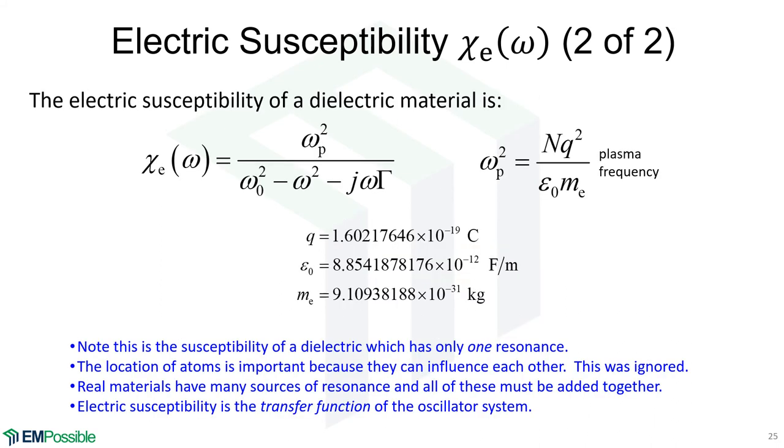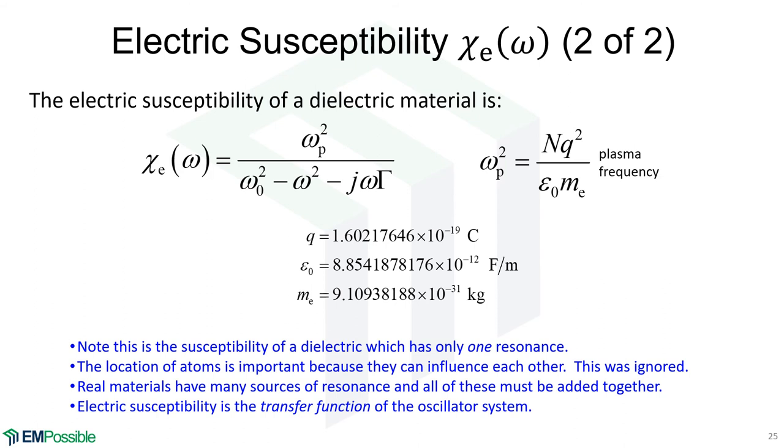So here is our final expression for the electric susceptibility, and we've grouped all these terms into what we're calling the plasma frequency. When we talk about the Drude model, we'll talk much more about what this is and what is physically happening, but every material has a plasma frequency. For right now, it's just a constant stuck at the top of our electric susceptibility equation. Q is the charge of an electron, epsilon naught is the free space permittivity, and m_e is the mass of an electron. So we have some notes at the bottom that I just want to take you through.